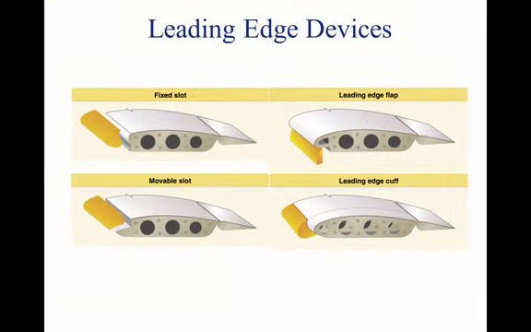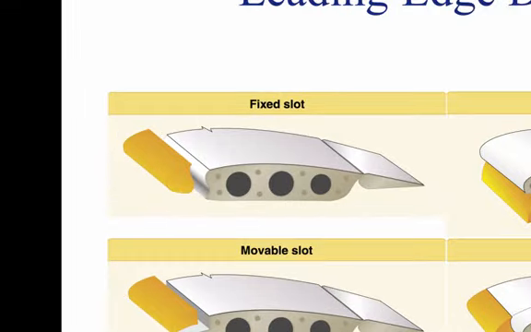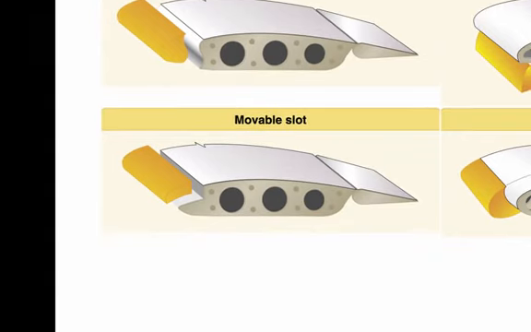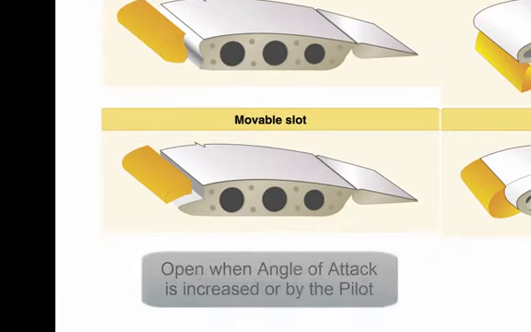High-lift devices may also be added to the leading edge of the wing. The 4 most common types are fixed slot, movable slot, leading edge flap, and leading edge cuff. Fixed slots delay airflow separation until a higher angle of attack. This does not increase the wing's camber, but still increases lift. The movable slot works in the same way as fixed slots, but either opens when the angle of attack is increased or by the pilot at any angle of attack.